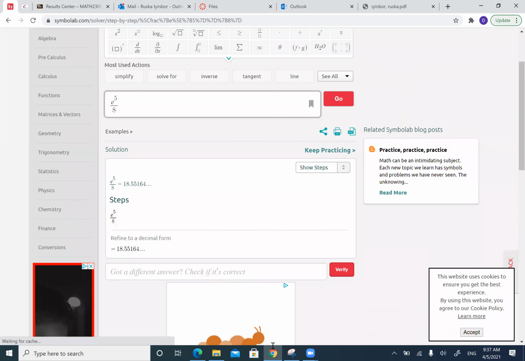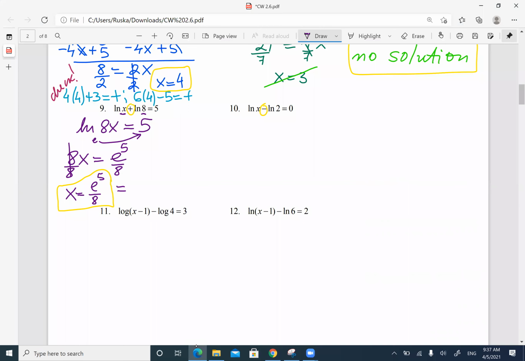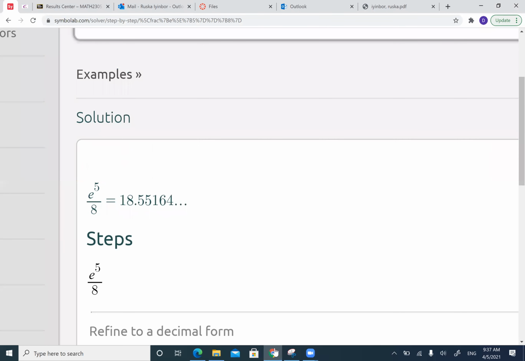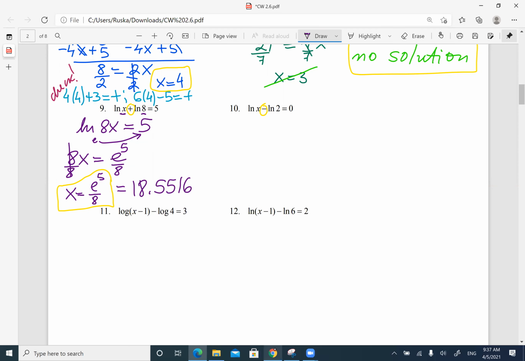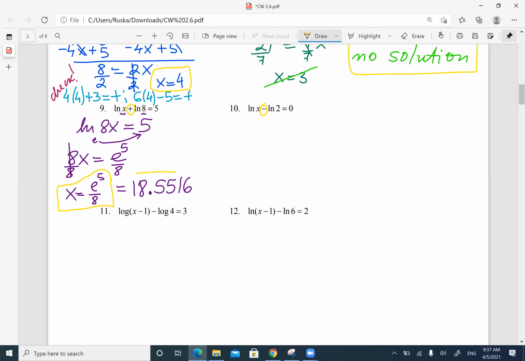Okay, so it's 18 point, remember 4 decimals, so it's going to be 18.5516. And why is it only 16? Because after 6 is 4, which is less than 5. So this is my rounded number to 4 decimal places. So you can have this number or that number, depending on how they want the answer to be written.